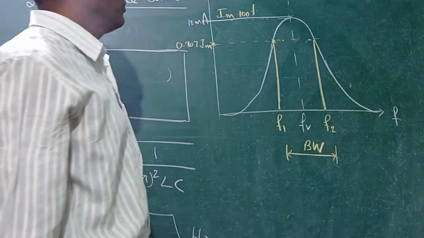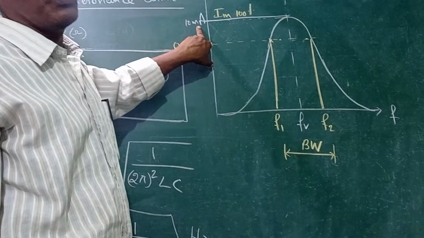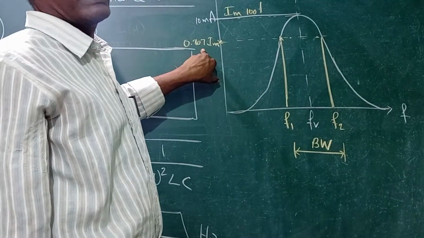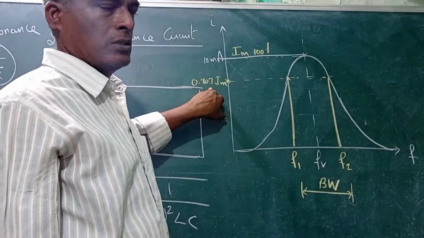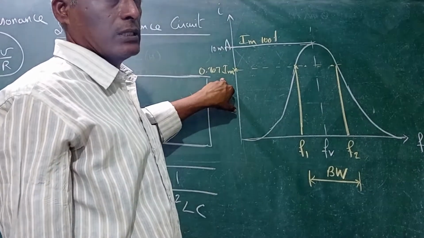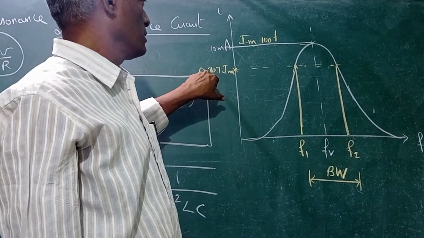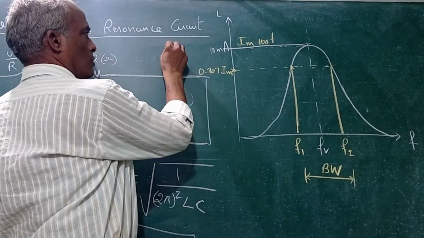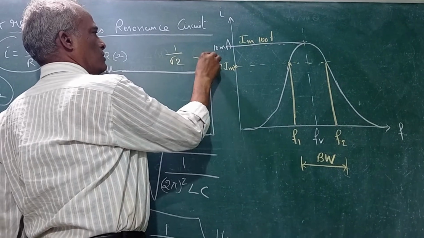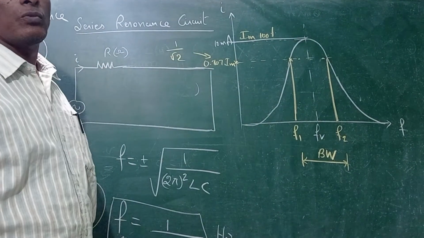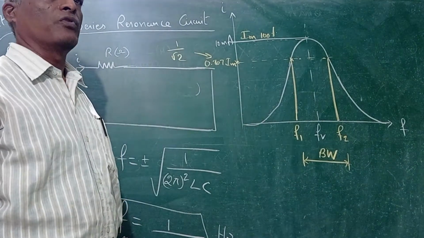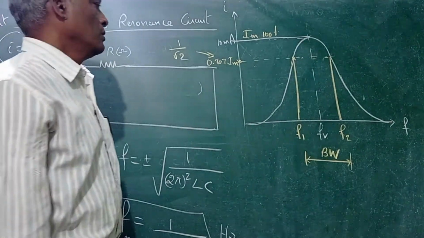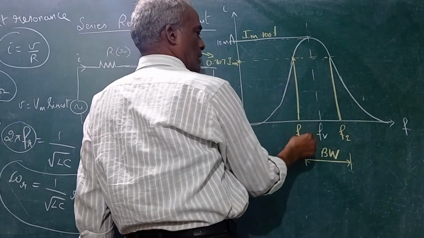So to find the bandwidth, first you find out the maximum value of the current. From that you take 70.7% of the maximum value. This can be current or voltage, but usually we will take current. So 0.707 the maximum value is nothing but 1 by root 2. 1 by root 2 is 1 divided by 1.414. If you divide and see, you will get 0.707. So you will get F1 and F2.